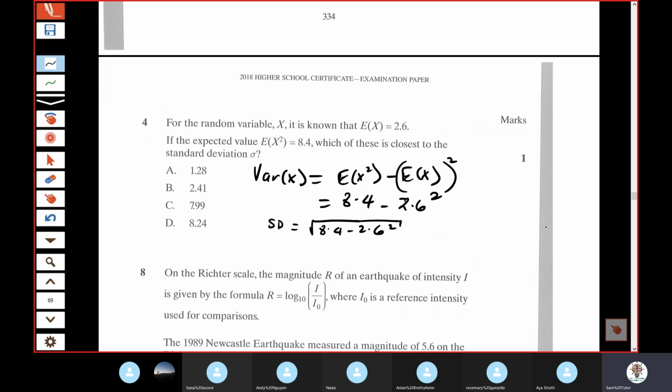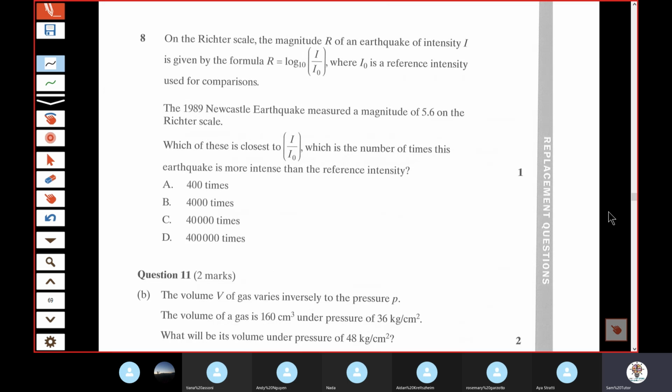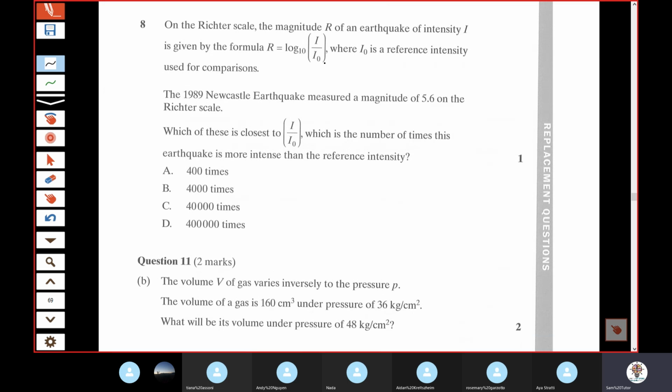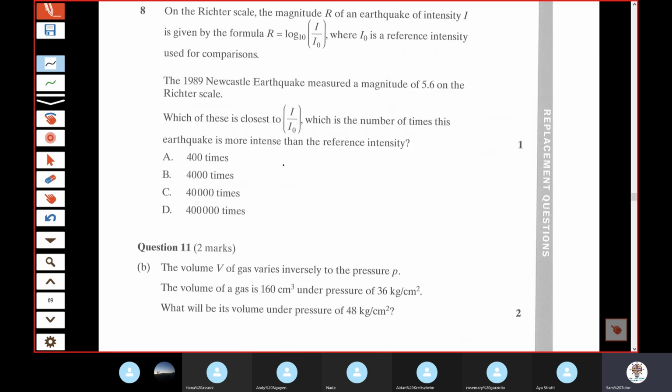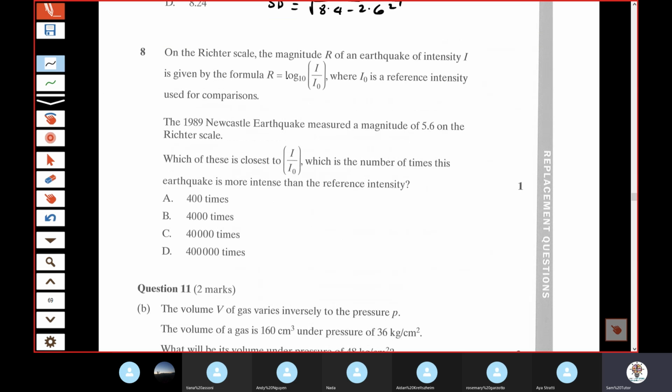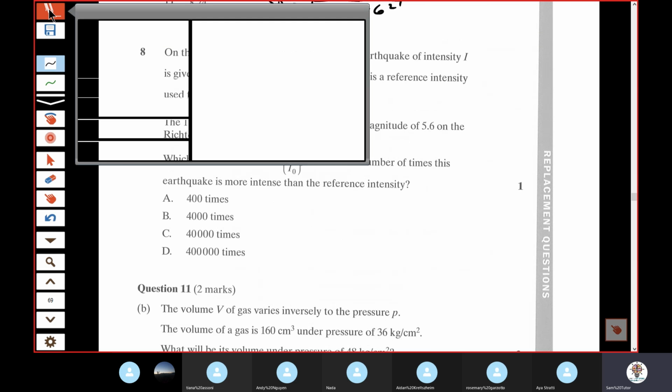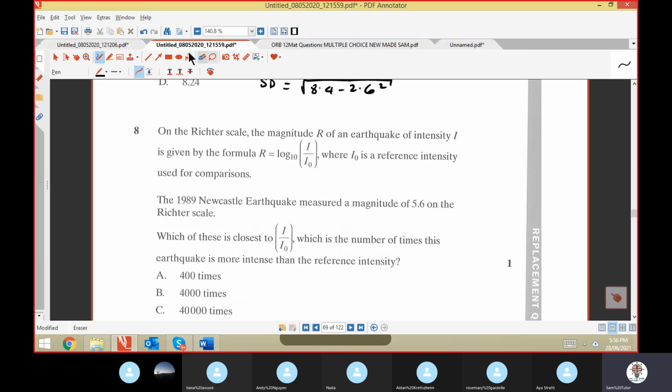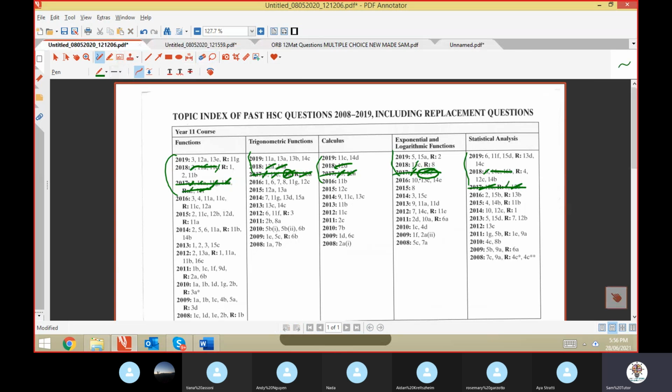Any questions there? Okay. I think that's part of logs. Let me see if that's year 11. Question 8. Yep, question 8.